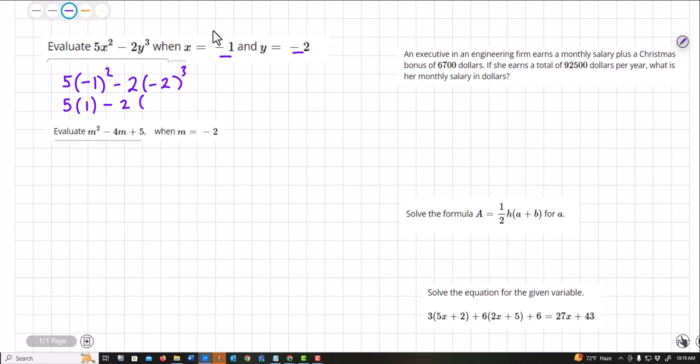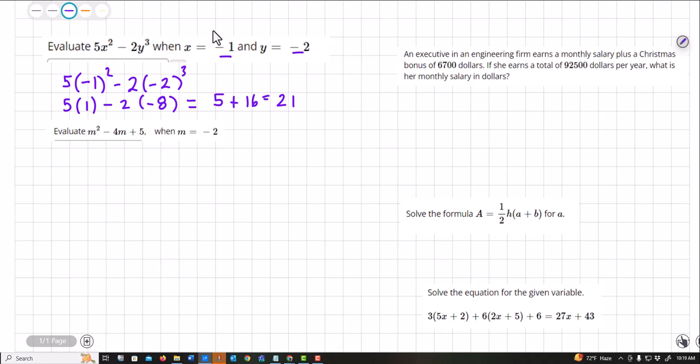The -2 cubed means -2 times -2 times -2. So 2 times 2 is 4. 4 times 2 is 8. But whenever the power is odd, you have a negative. And then I can continue here. 5 times 1 is 5. A -2 times a -8 will be a +16. And from here, we just simply add these to get 21, our answer.